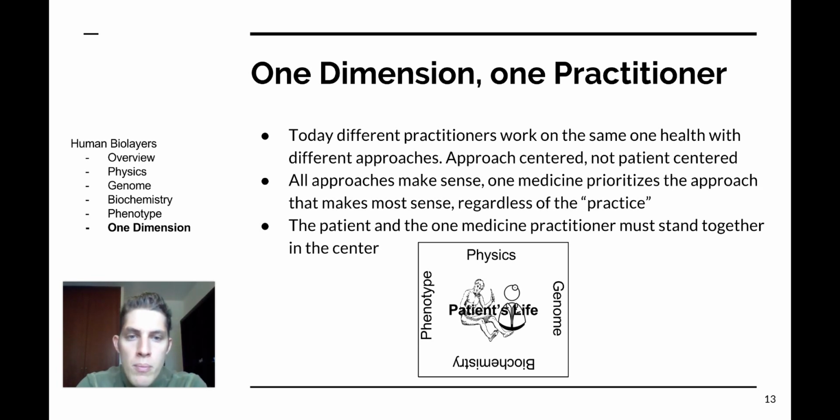Now, one dimension, one medicine actually, and one practitioner. So today, in today's medicine, 2017, different practitioners work on the same One Health with different approaches. As a consequence of this, the practitioner puts his or her approach at the center of practice instead of putting the patient's life or the patient's health. Now, in one medicine, all approaches make sense. We prioritize the approaches that make most sense. So we'll see in future what this means. But we want to put the patient at the center of our practice, not the one specific approach that was taught to us. This is what I think we can say is the most effective approach.